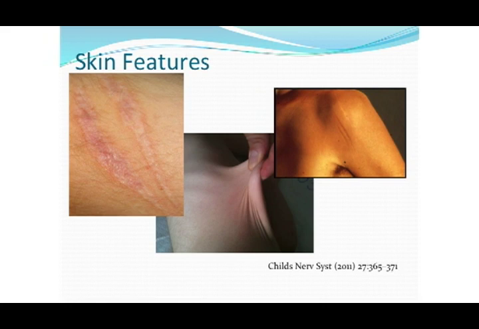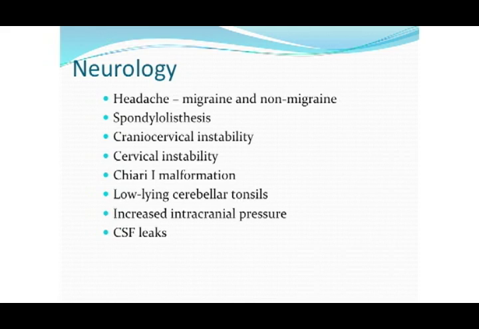Now, our neurologists will recognize headache, as I mentioned earlier. Spondylolisthesis is common in terms of instability in the spine. And Dr. Henderson will address these issues in greater detail a little later in the day. We see craniocervical instability and cervical instability, Chiari-1 malformation, and if not frank Chiari malformation, then low-lying cerebellar tonsils. There are many people who present with increased intracranial pressure and with leaking of the CSF.